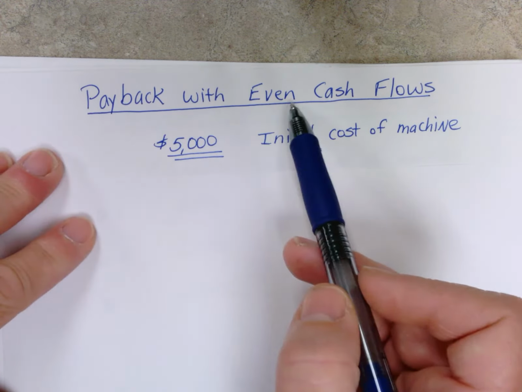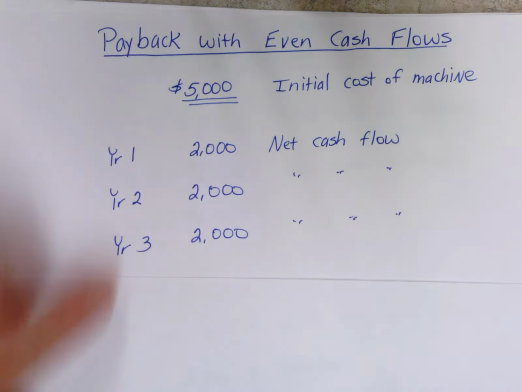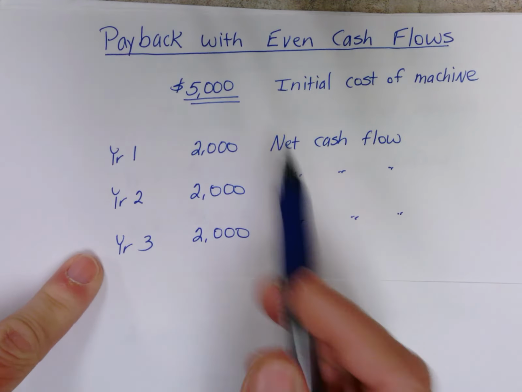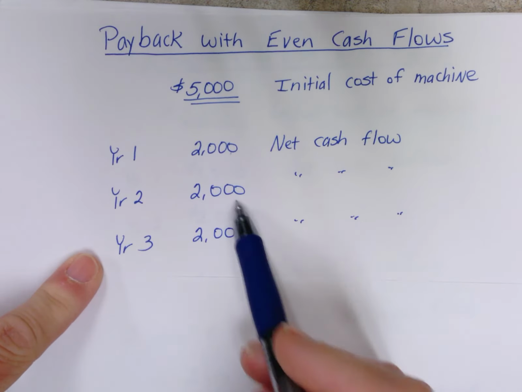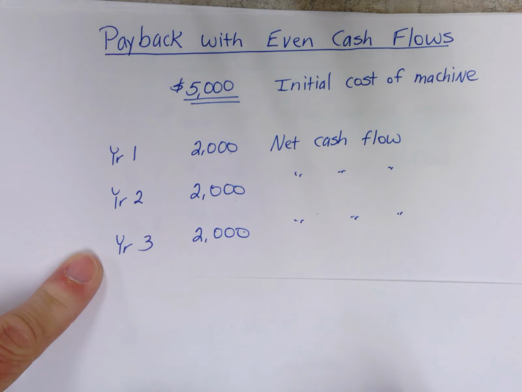So let's first look at one that has even cash flows. $5,000 initial cost. Every year for 3 years, the net cash flow coming in from this asset is $2,000. Net cash flow coming in, we assume at the end of each of those 3 years. And you simply add them up.